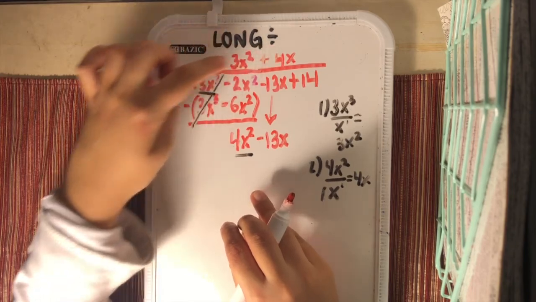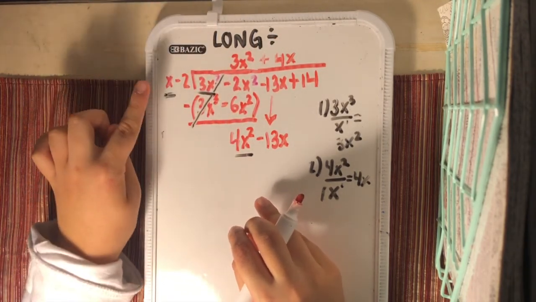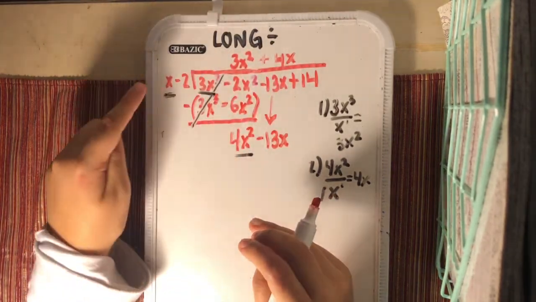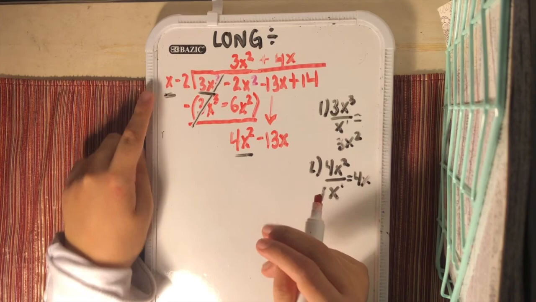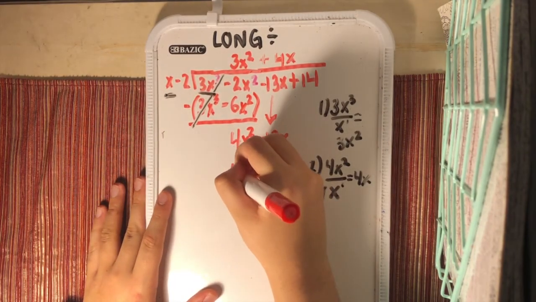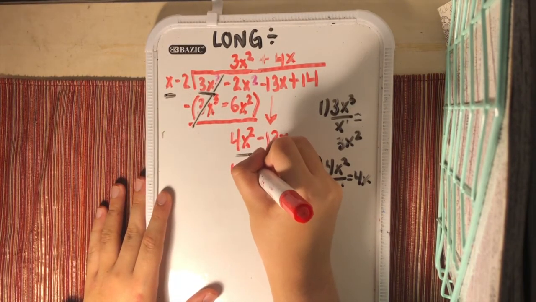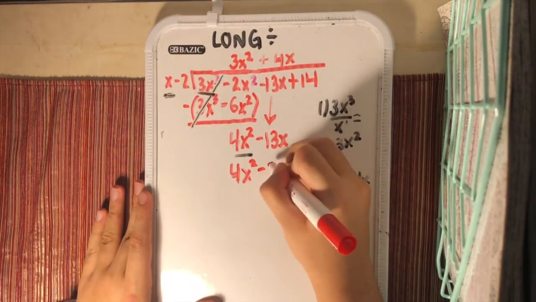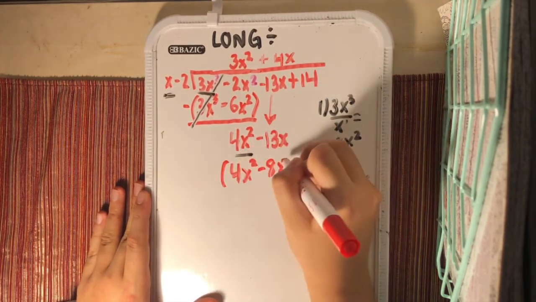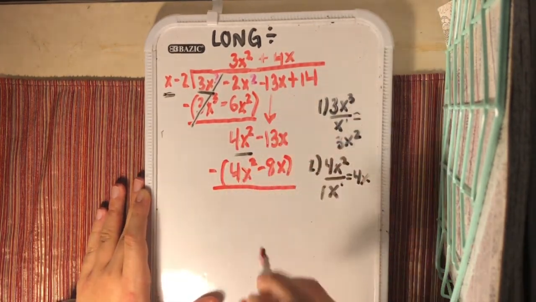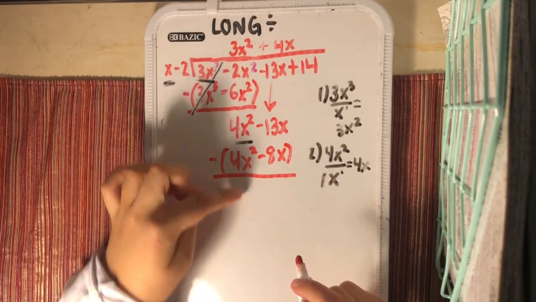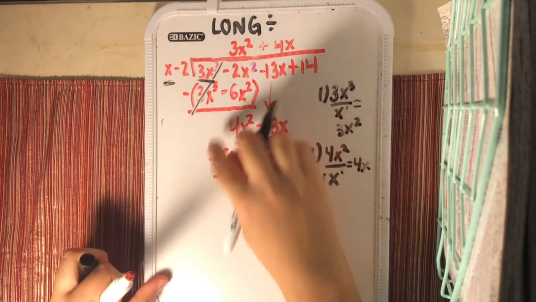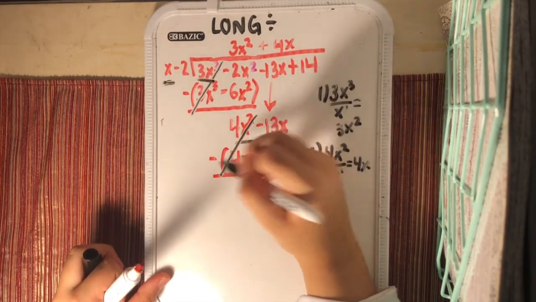I have a 4x here, and I'm going to distribute it to this x and to this negative 2. So 4x times x, when we multiply it, we get 4x squared. And now we're going to do 4x times negative 2, which is negative 8x. Put in parentheses and subtract. And I have 4x squared minus 4x squared. You'll notice again, those are canceling out, which means that you did it right. Your first ones will always cancel out.